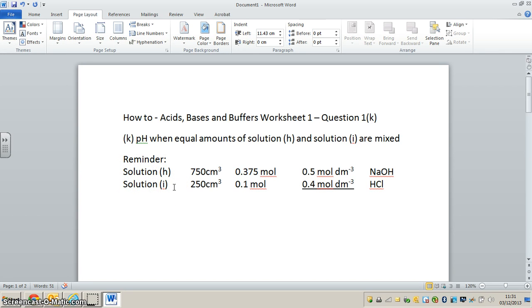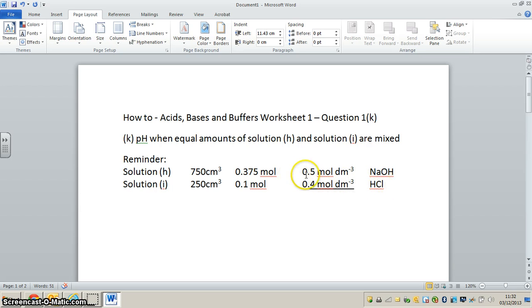Now this question is not about adding just this solution to this solution. It's actually about adding equal volumes of solution H and solution I. So these numbers are largely irrelevant to any calculations we do. What we're really interested in here is the actual concentrations of the sodium hydroxide and the concentrations of the hydrochloric acid.